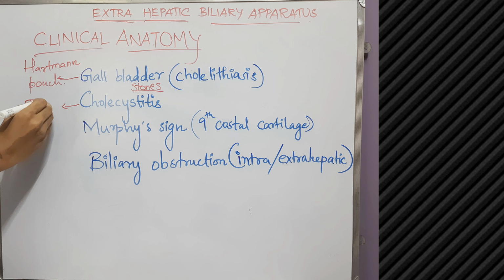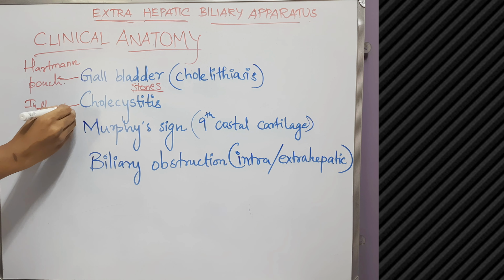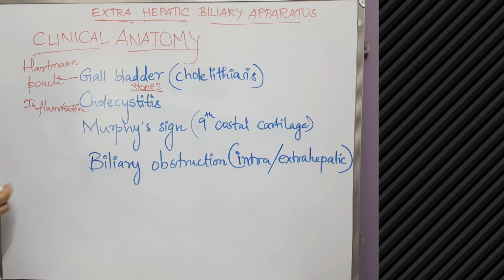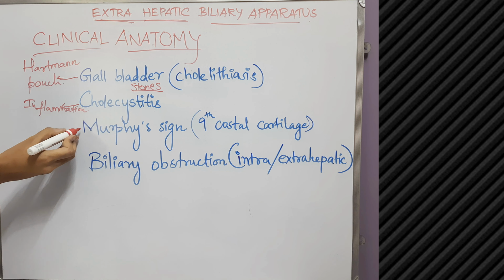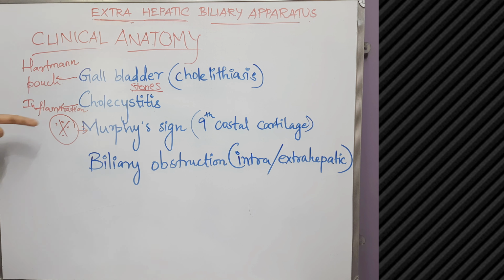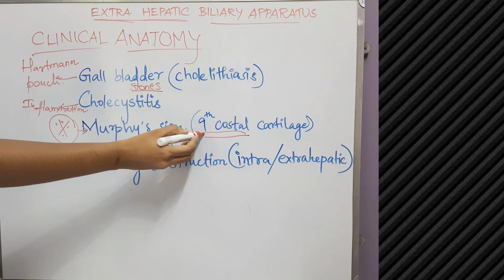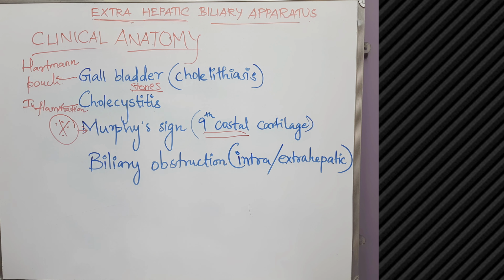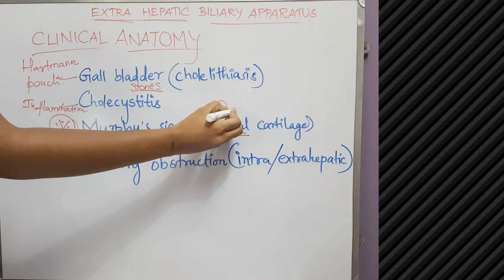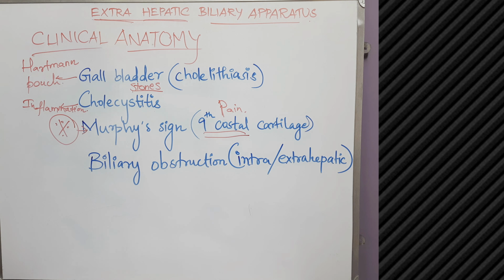Next is cholecystitis, which is the inflammation of gallbladder. And next is the Murphy sign, which is of very great diagnostic value. When the finger is placed just below the costal margin at the tip of the ninth costal cartilage, the patient feels pain on inspiration. This is referred to as Murphy's sign.